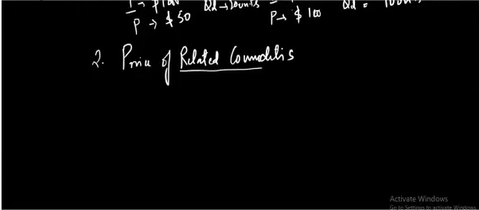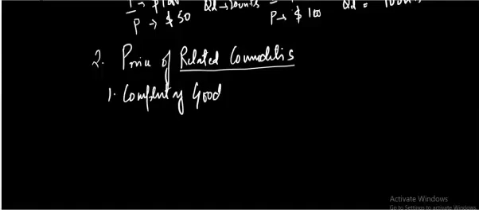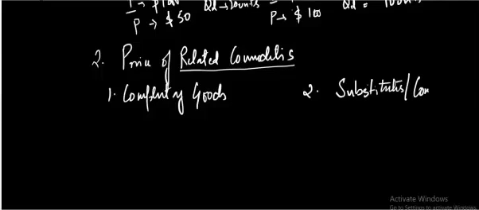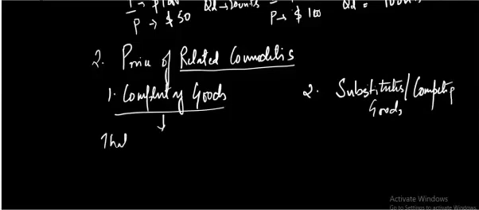Now, related commodities are of two types. One is complementary goods and the second one is substitutes. Substitutes are also known as competing goods. Now, the complementary goods are those goods that are used with each other. In other words, they don't compete with each other, or they are used simultaneously.